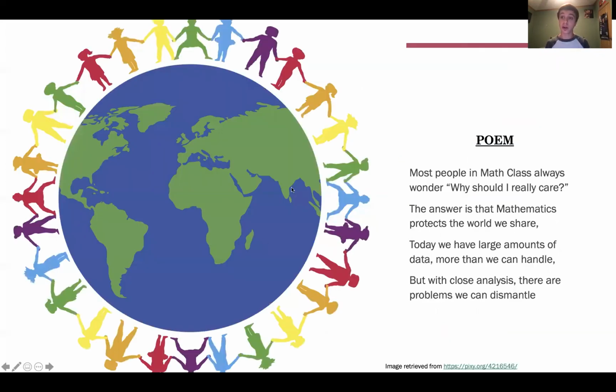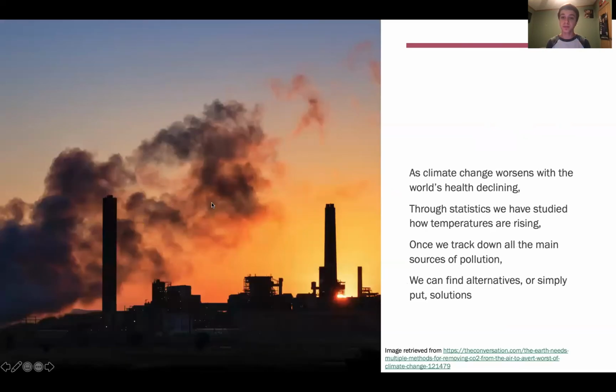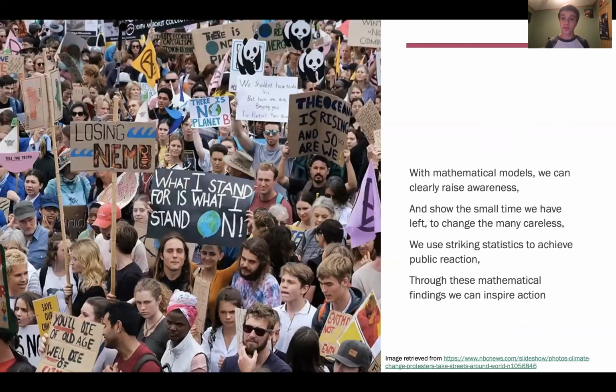I also prepared a poem based on my research, which goes as follows. Most people in math class always wonder, why should I really care? The answer is that mathematics protects the world that we share. Today we have large amounts of data, more than we can handle. With close analysis, there are problems we can dismantle. As climate change worsens with the world's health declining, through statistics we have studied how temperatures are rising. Once we track down all the main sources of pollution, we can find alternatives, or simply put, solutions.